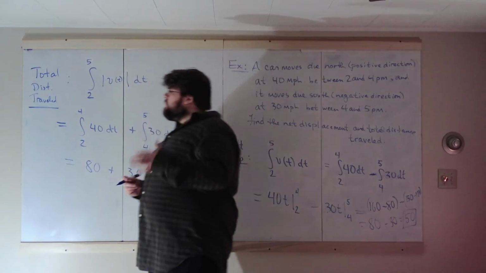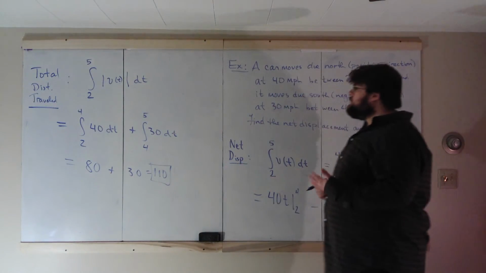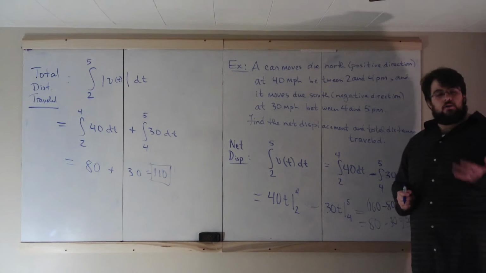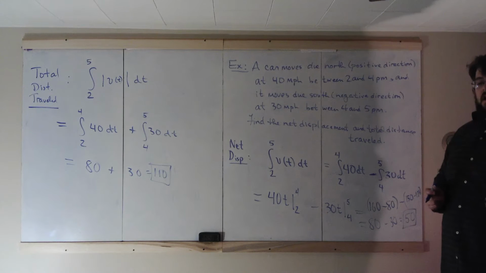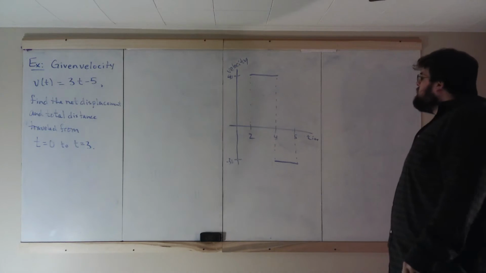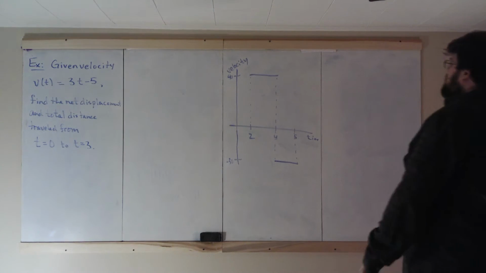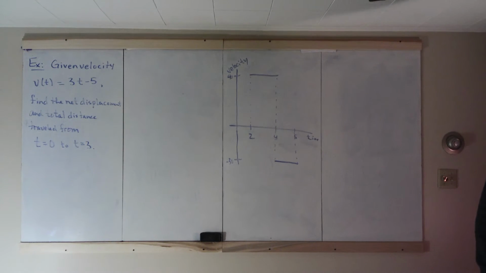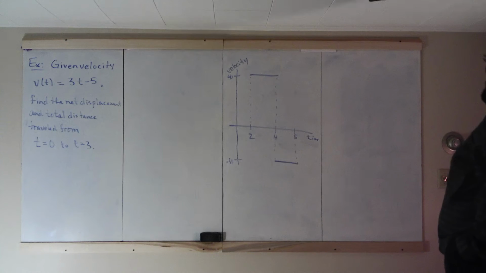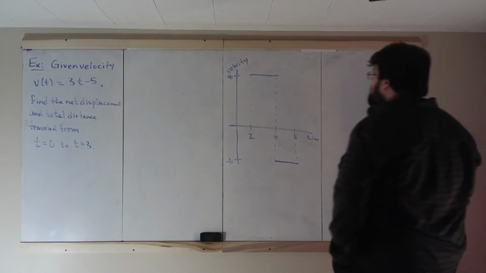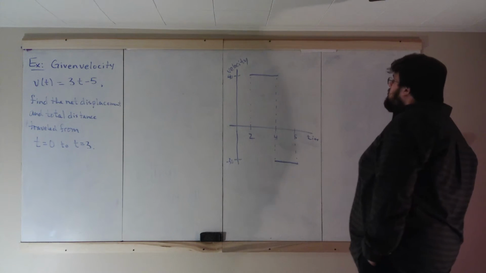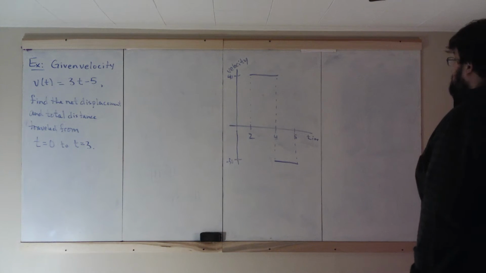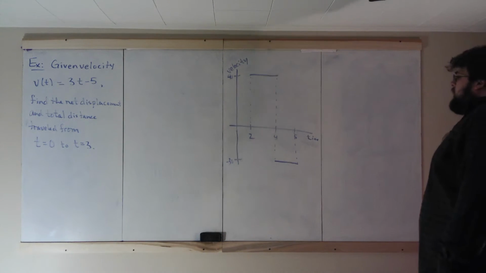Now for these integrals, it might be useful to see what the graph of the velocity function looks like. So let's look at the graph of the velocity function. Now right here on the third board is a graph of the velocity function from the previous example. The x-axis has time, the y-axis has velocity. So from 2 to 4, the velocity was 40. From 4 to 5, the velocity was negative 30.